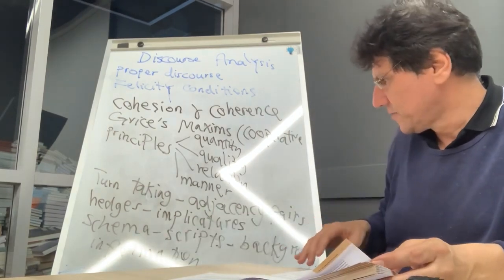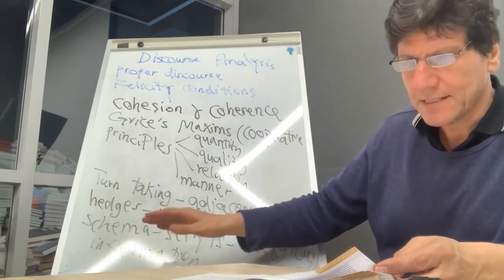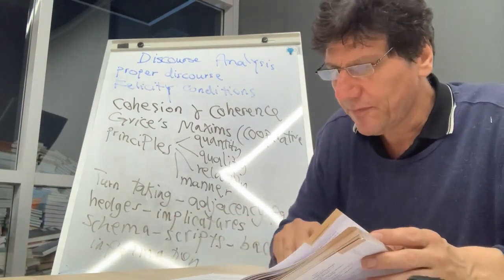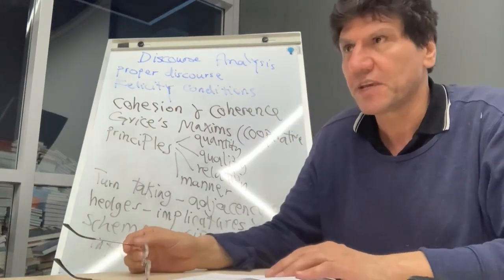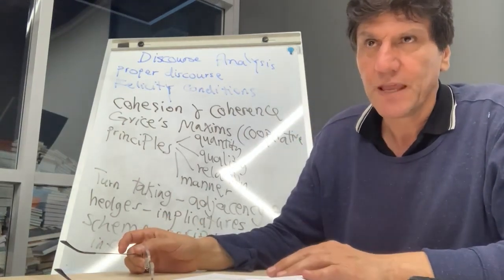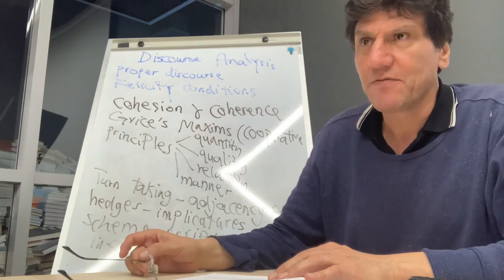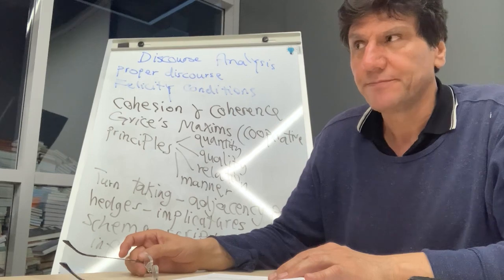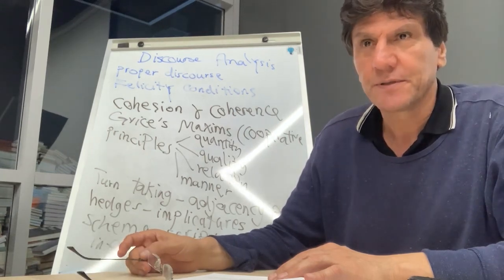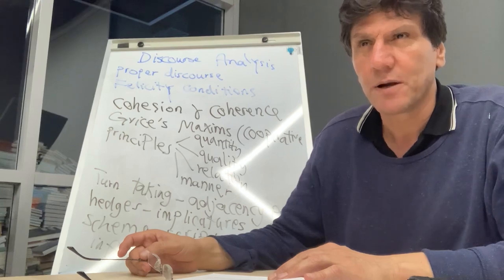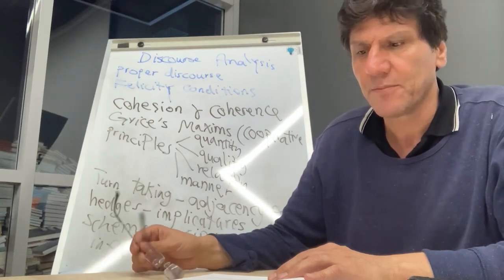What is the next one? A schema. Yes? What is a schema? For proper discourse, we also need a schema. Background information. The schema is background information in your brain that is activated when you're talking to somebody. You need the schema, otherwise you are not able to communicate. You are not able to embark on a proper meaningful communication.